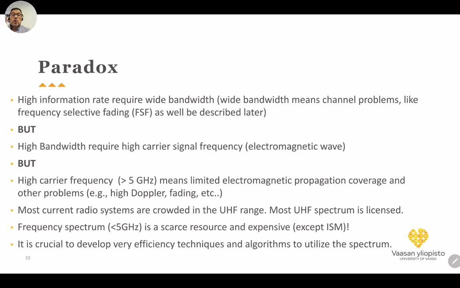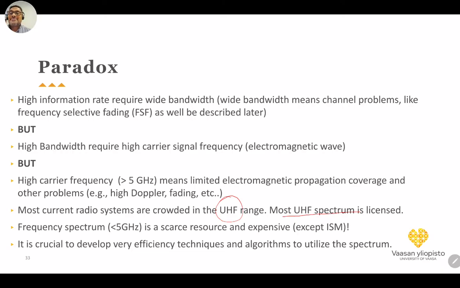Okay, so most current radio systems are crowded in the UHF range. And the problem here is that most of the UHF spectrum is licensed. So you cannot just come to a certain band and build your wireless communication system, because you need to contact the regulator in your country and ask, can I use, for example, this frequency of 700 megahertz, and I need a bandwidth of 20 megahertz?